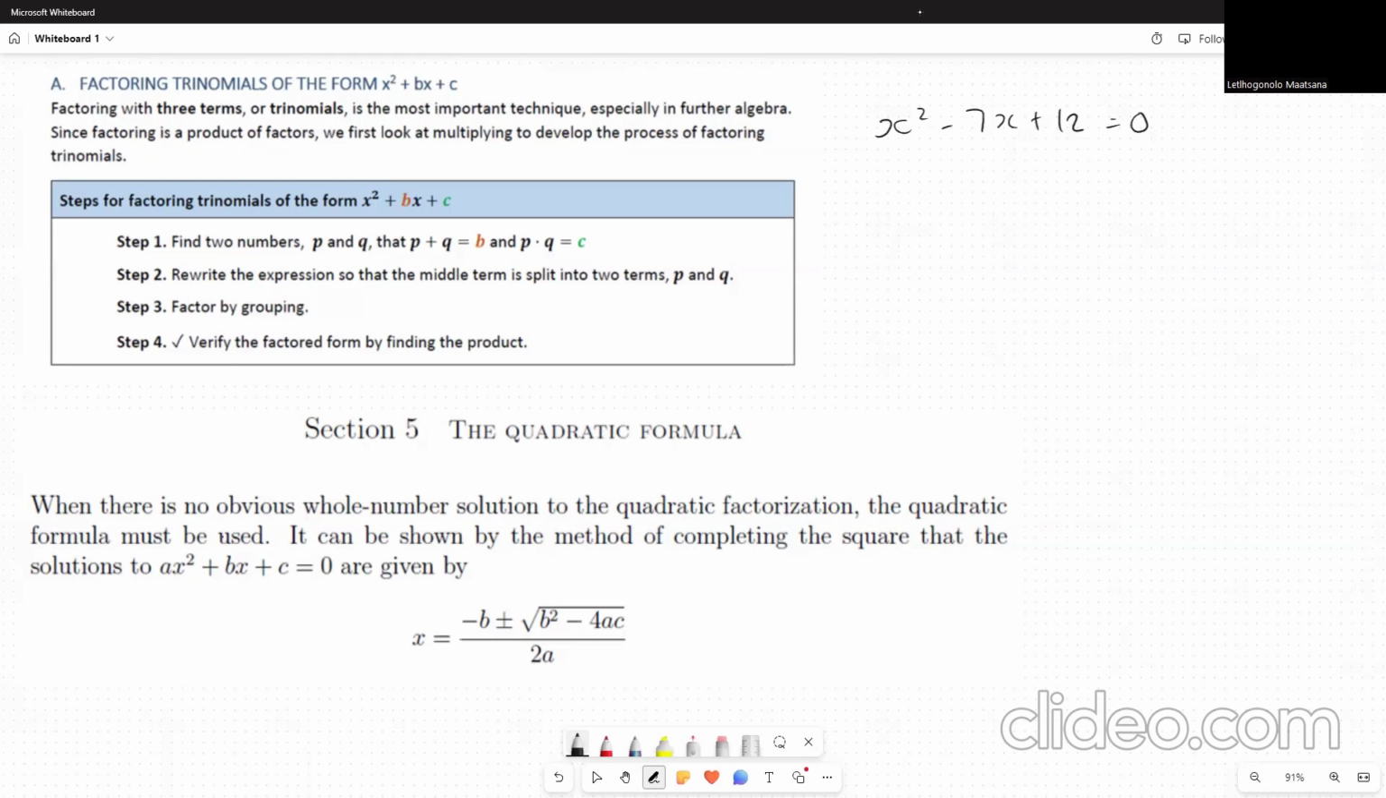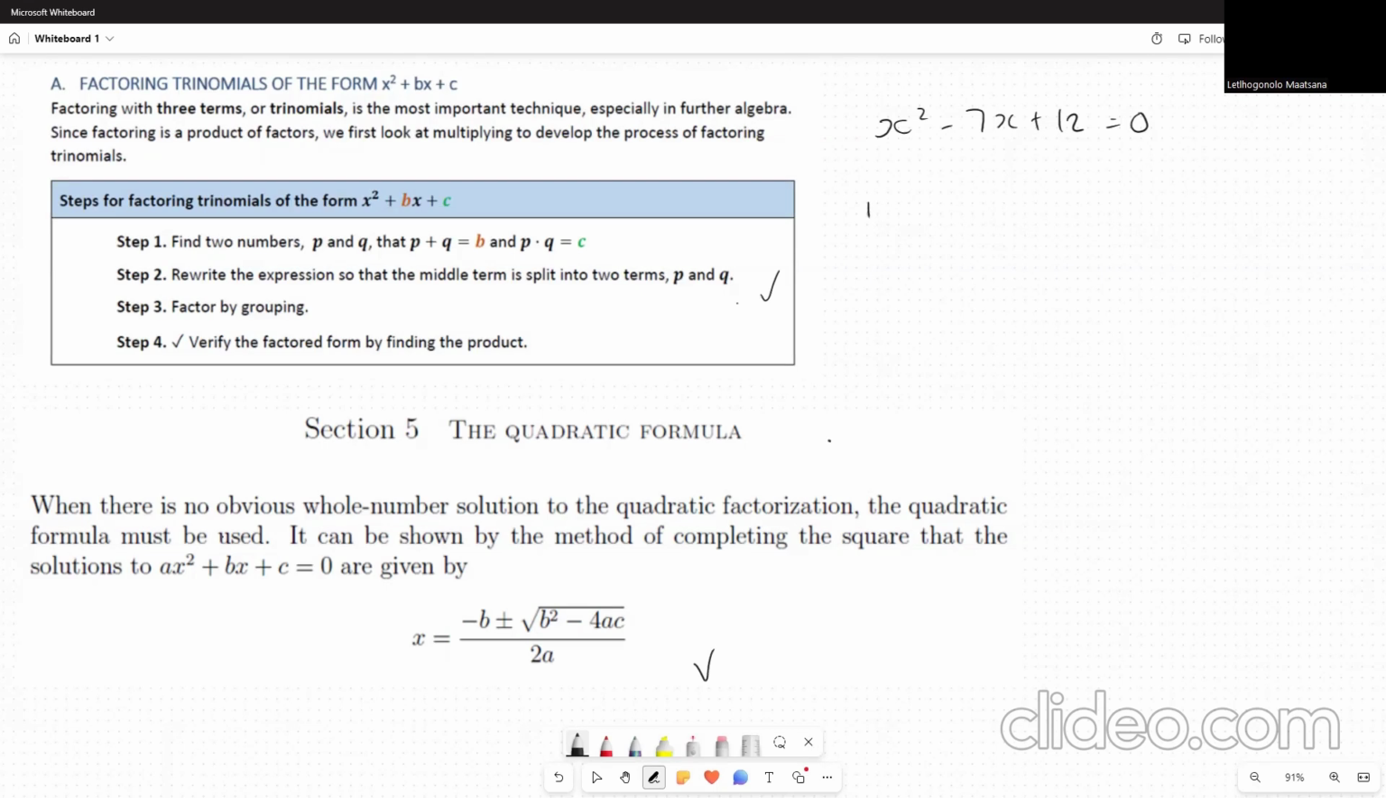Okay, then we move on to factorizing trinomials in the form of x squared plus bx plus c. If we're factorizing, there's two ways we can do it. We can either follow this method at the top, or we can follow the bottom. Step one says find two numbers, P and Q, so that when we add them together, they give us b, and when we multiply them together, they give us c.